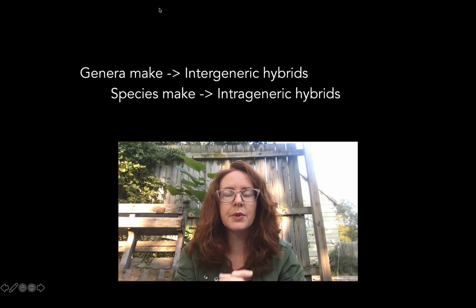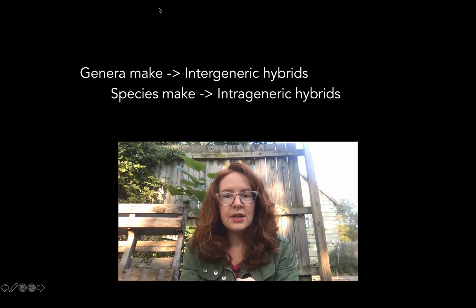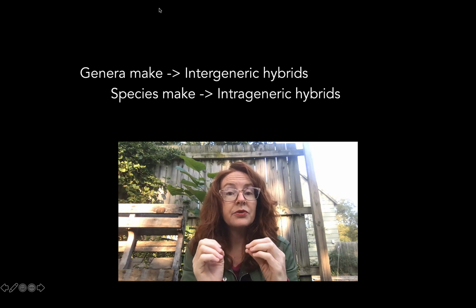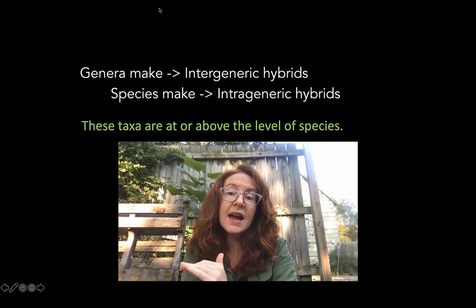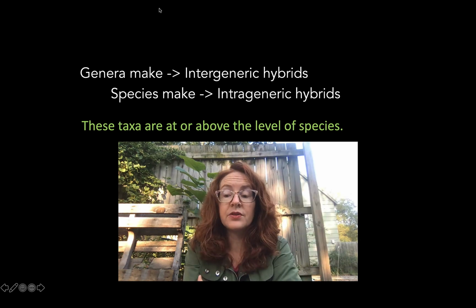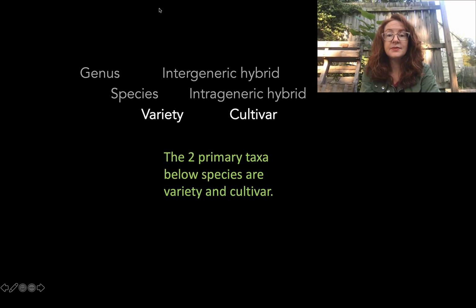So quick recap. Plants of two different genera make intergeneric hybrids, and plants within a genus but of two different species make intrageneric hybrids. So these taxa are at or above the level of species, and these taxa that we're going to talk about now are below the level of species. You could also think of it as they are within the level of species. So the first two, the primary ones below the level of species with which we're concerned and that we'll cover now, are variety and cultivar.